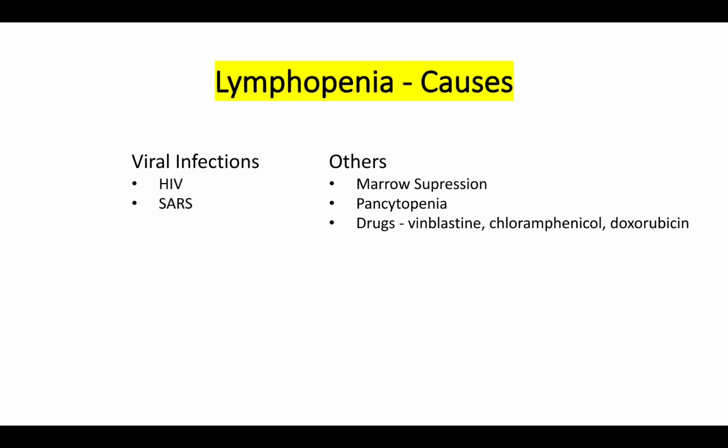Now the causes of lymphopenia: again viral infection is the heading, which is seen in HIV and SARS, as we know in COVID-19. And the others are marrow suppression, pancytopenia, or drugs like vinblastine, chloramphenicol, and doxorubicin.